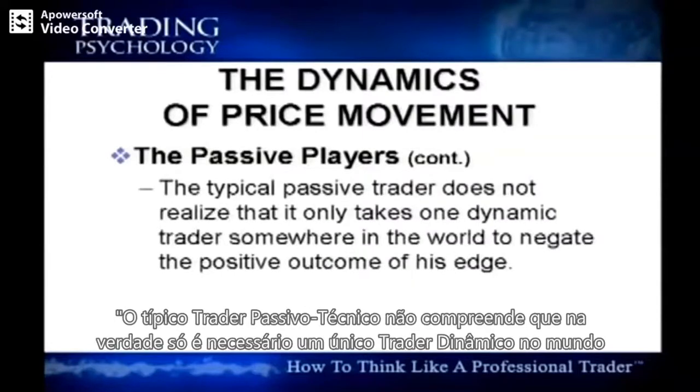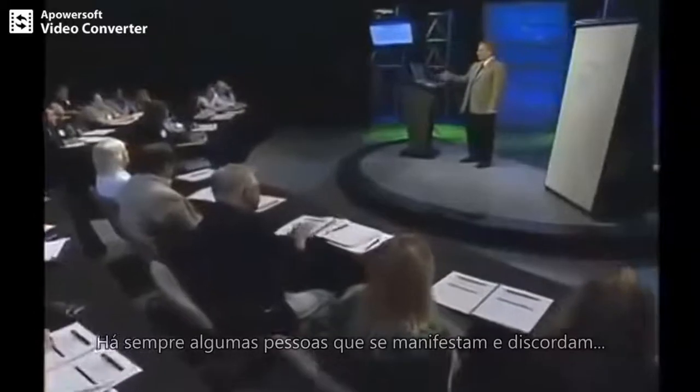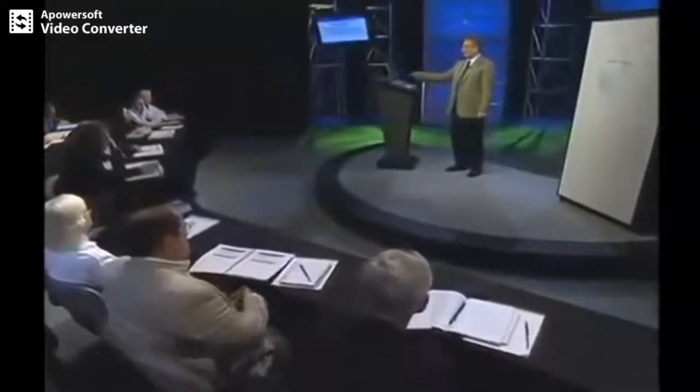The typical passive trader does not realize it only takes one dynamic trader somewhere in the world to negate the positive outcome of his edge. Is that a fair statement now? Does anybody want to argue with the statement anymore? I'd say anybody did in the first place, but there are some people who raised their hand and said that that wasn't the case. Is there anybody that's not convinced about this? Seriously, I want to know. And we're not going to get into a fight or anything, but you know.